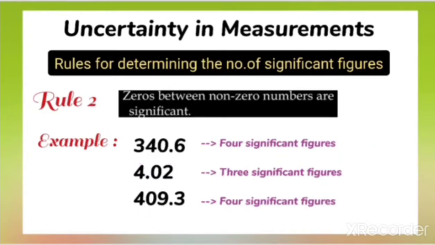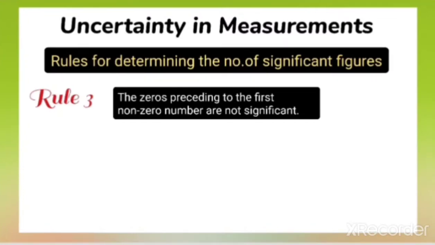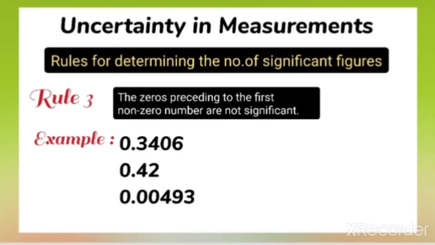Now the next rule, the third, says the zeros preceding the first non-zero number are not significant. Here again we are talking about zeros, that is, zeros preceding the first non-zero number are not significant. We are saying it is not significant. Let us take an example here. Now look at this example.